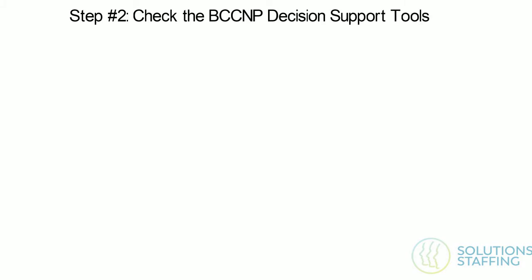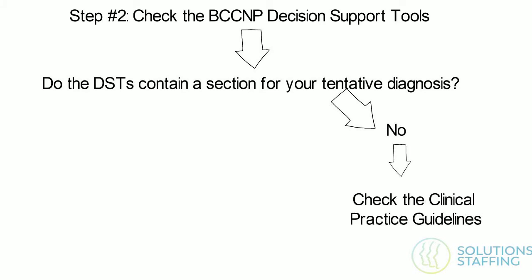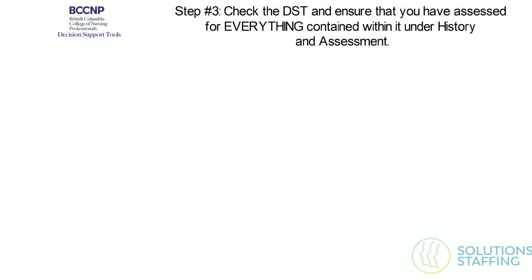By this time, you will likely have a tentative working diagnosis and will need to see if any of the DSTs contain a section for the health concern. If they do not, you will then move on to check the clinical practice guidelines, which we will go over shortly. If the DSTs do contain a section for your diagnosis, you will need to go through and check to make sure there's nothing further that you need to assess. If there is, go back into the exam room and do so.